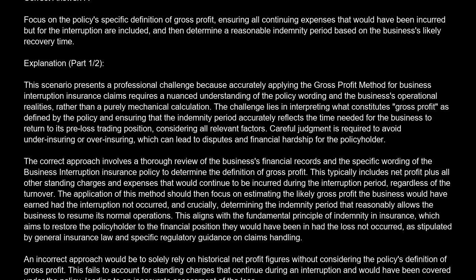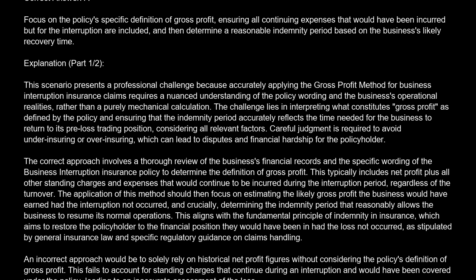The challenge lies in interpreting what constitutes gross profit, as defined by the policy, and ensuring that the indemnity period accurately reflects the time needed for the business to return to its pre-loss trading position, considering all relevant factors. Careful judgment is required to avoid underinsuring or overinsuring, which can lead to disputes and financial hardship for the policyholder. The correct approach involves a thorough review of the business's financial records and the specific wording of the business interruption insurance policy to determine the definition of gross profit.